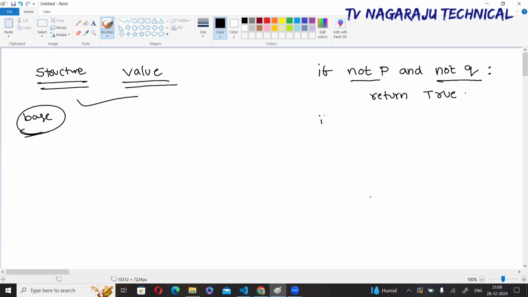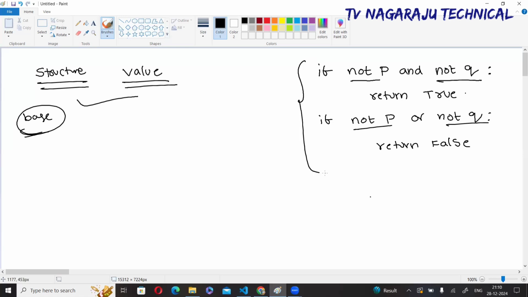Now, I am checking one more condition: not P or not Q. That means if either P or Q is not available, obviously the structure is different, so return false. Anyway, these are the base conditions, checking whether the tree is present or not.